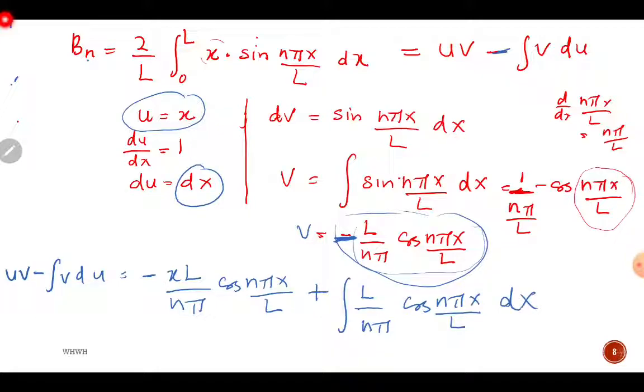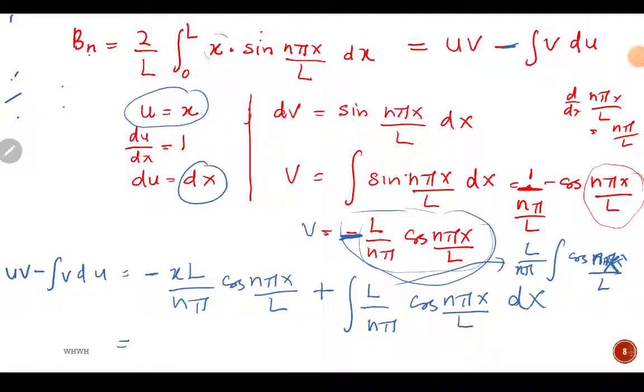Okay, so this one kita integrate one more time. So L over n pi ni hanyalah a constant, so tak ada kaitan, you boleh bring them out je. Maknanya L over n pi integration of cos n pi x over L, kan? Just integrate cos n pi x over L sahaja. So you integrate cos n pi x over L, kita akan dapat integrate cos, kita akan dapat positive sine, kan?